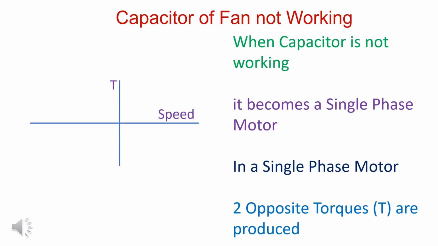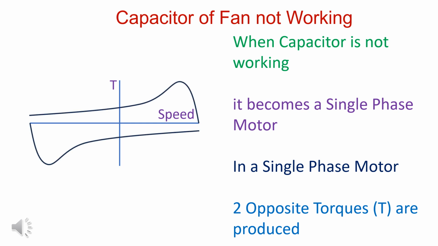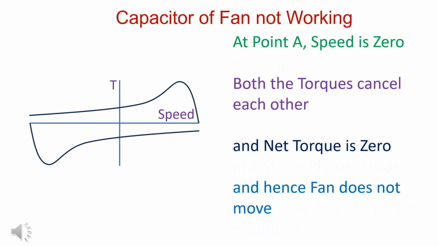When the capacitor is not working, it becomes a single-phase motor. In a single-phase motor, two opposite torques T are produced. At point A, speed is 0. Both the torques cancel each other and net torque is equal to 0, and hence the fan does not rotate.